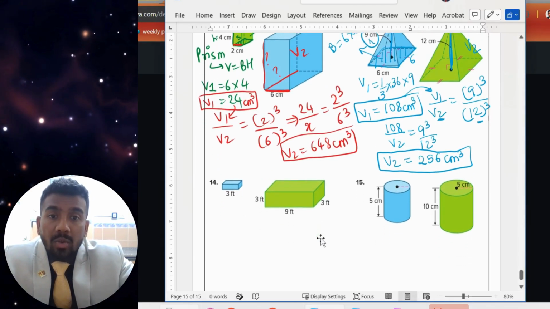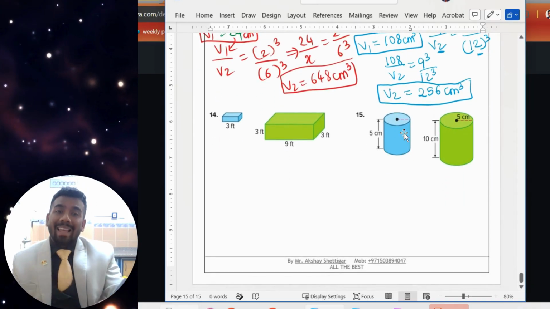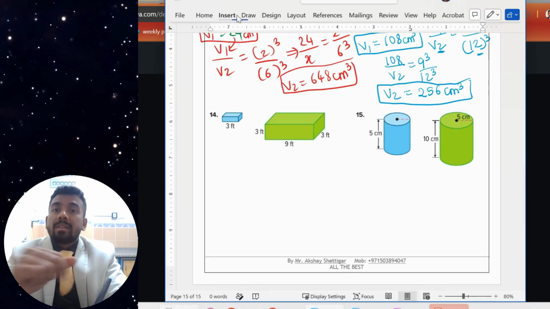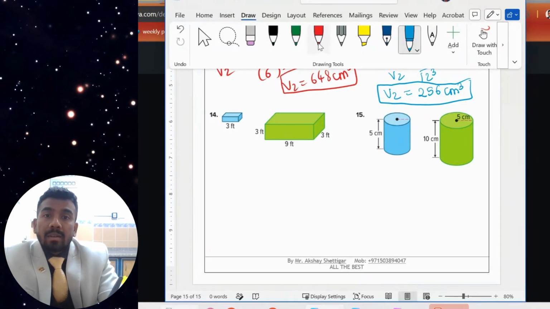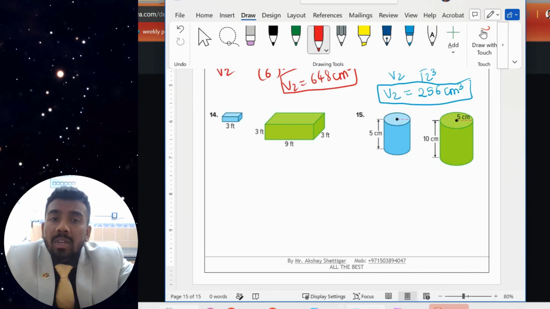Okay. Let's go ahead with question number 15. Now 15 is what everybody knows. It's a cylinder. Okay. So let's take another color for cylinder. So it's a cylinder. Now what's the volume of cylinder? If you don't remember, check the formula sheet.